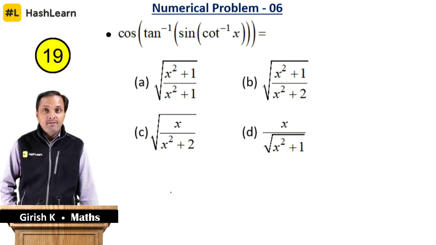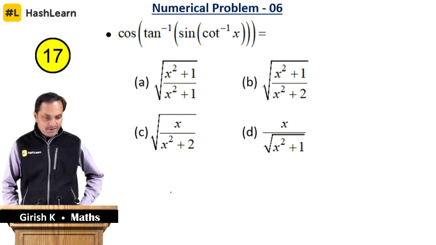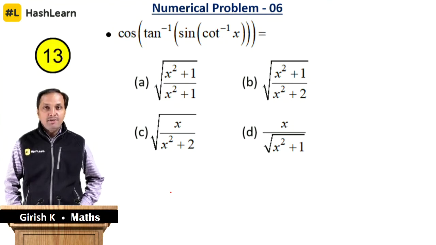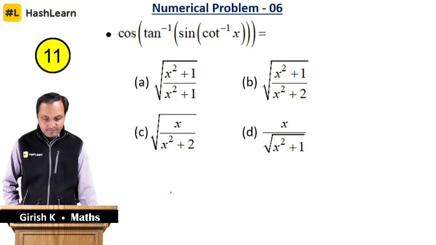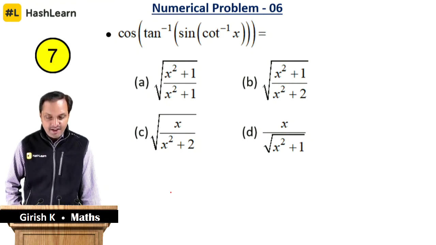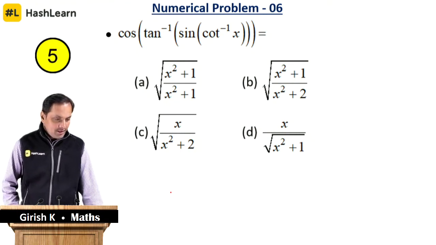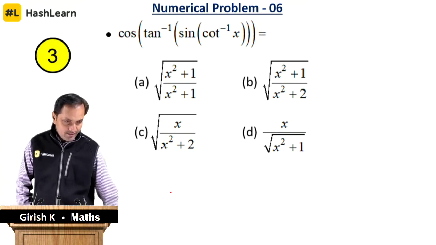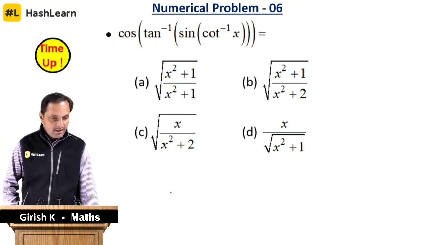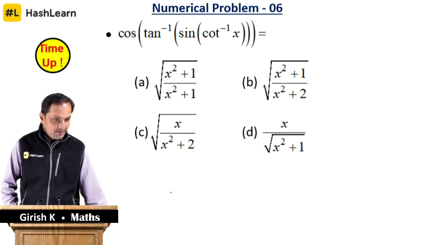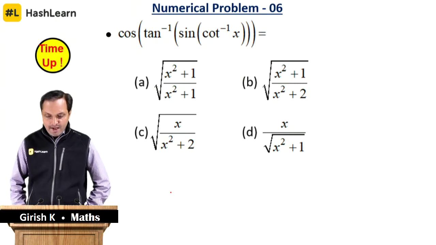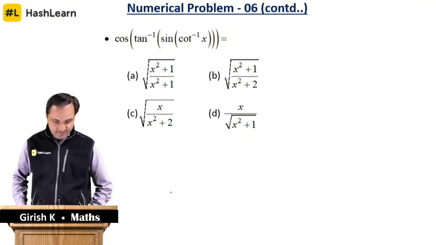Okay, no response from anyone yet. You have 20 more seconds. Numerical number 6. Yeah, Himanshu, it's clear. Okay, fine. So what is your answer for numerical 6? It's time up. Time up, and no response from anyone still.